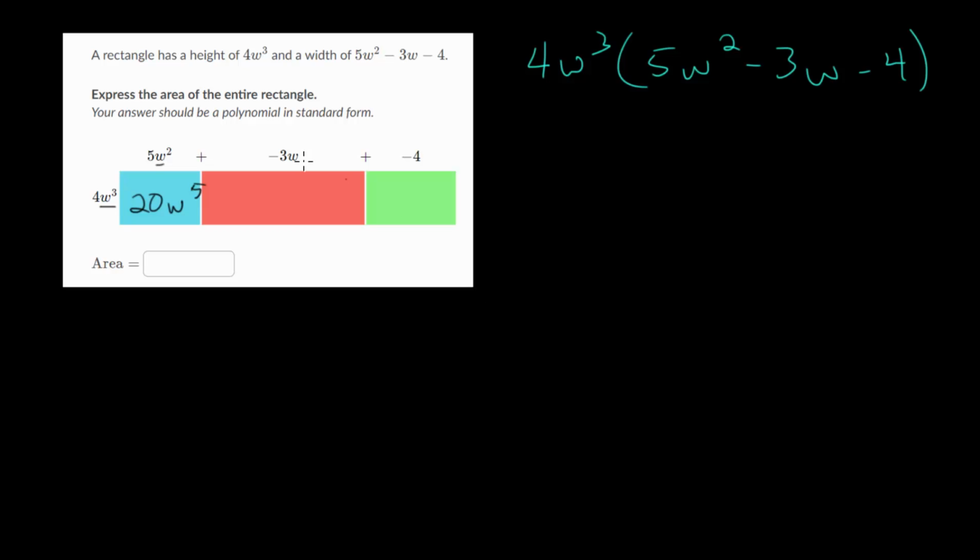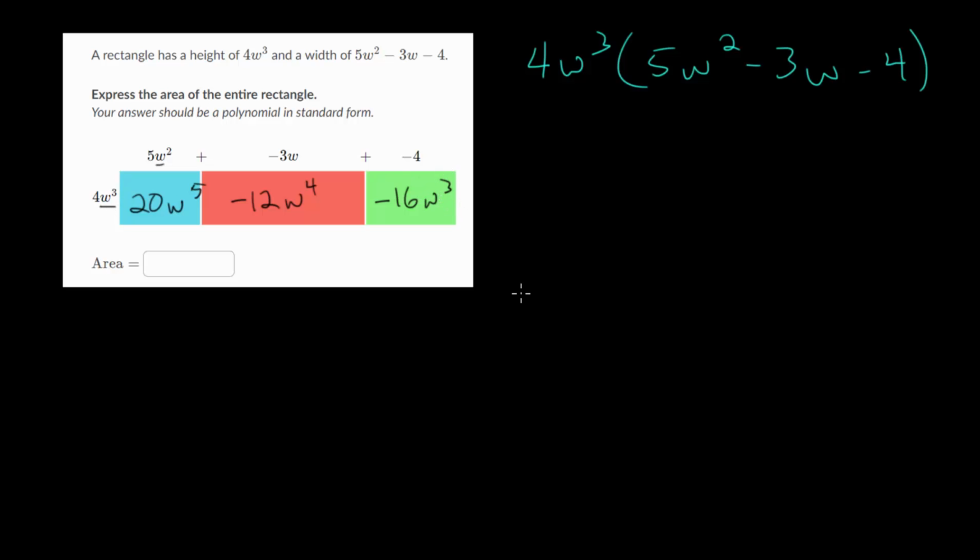Now for this next one, this red rectangle, we take 4w to the third and multiply it by minus 3w, so height times width here, and 4 times negative 3 would be minus 12. W times w to the third, well, we have 1 there, 3 here, and so in total we're multiplying it 4 different times. And lastly, we have minus 4 multiplied by 4w to the third. Minus 4 times 4 would be minus 16, and we have no w's here, so we just have the 3 w's from our height.